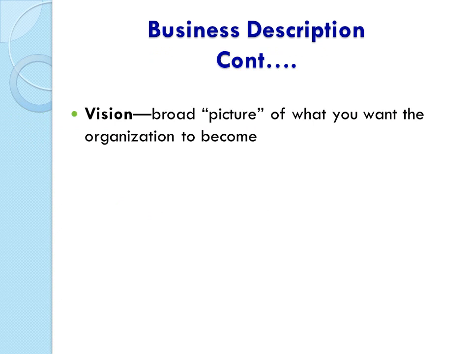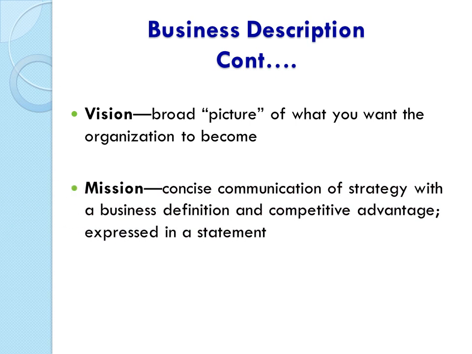Again, the business description should have a vision, a broad picture of what you want your organization to become, and a mission, a concise communication of strategy with a business definition and competitive advantage expressed in a statement. These are two terms that many people mix up and confuse. They are two different things. Your business has a vision and a mission. Vision means the broad picture of what you want to become in the future. But mission is your competitive advantage, your USP that is different from others, your positioning.